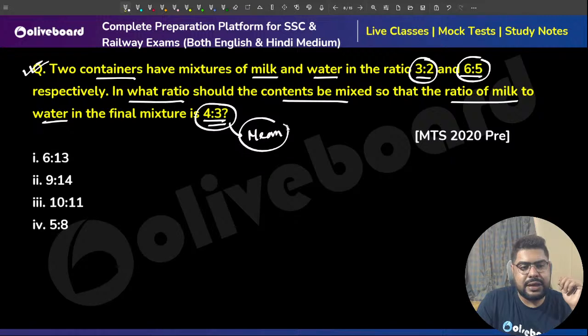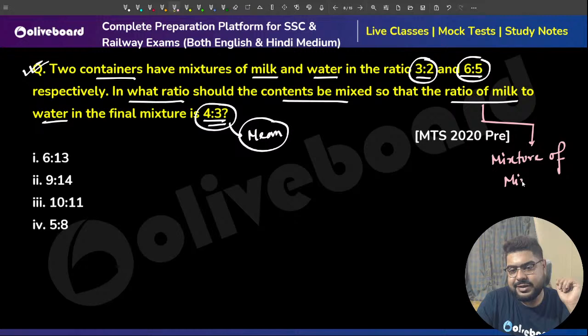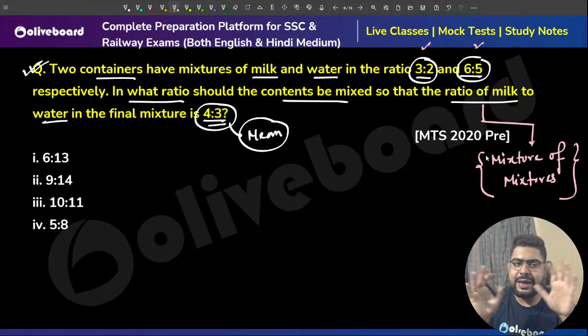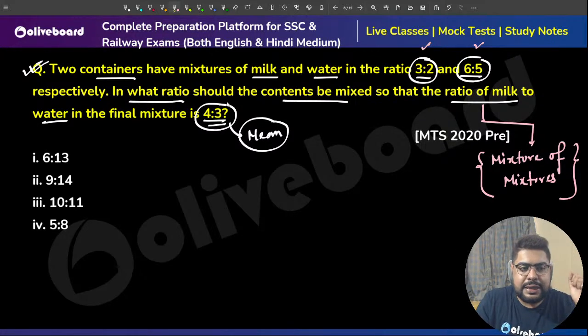Now the problem is, sir, you will say this is never a question of allegation. Now we are going into a little bit advanced stuff. That identification problem I told you about, this is where it starts. This is called mixture of mixtures questions. This is also a mixture having milk and water, and this is also a mixture having milk and water. So I am mixing both mixtures to get another mixture. Now they are asking in what ratio I should mix both mixtures so that I get the mixture 4:3.